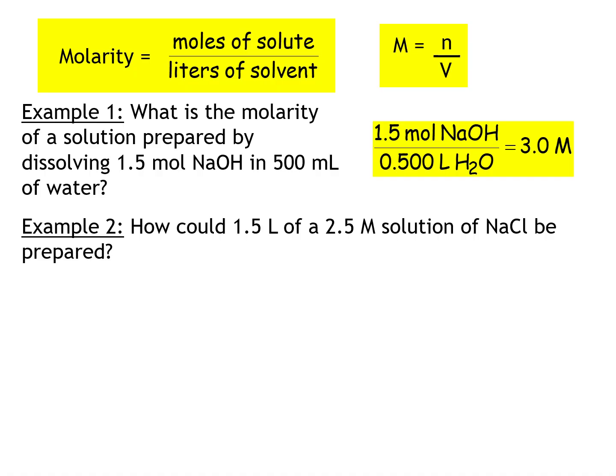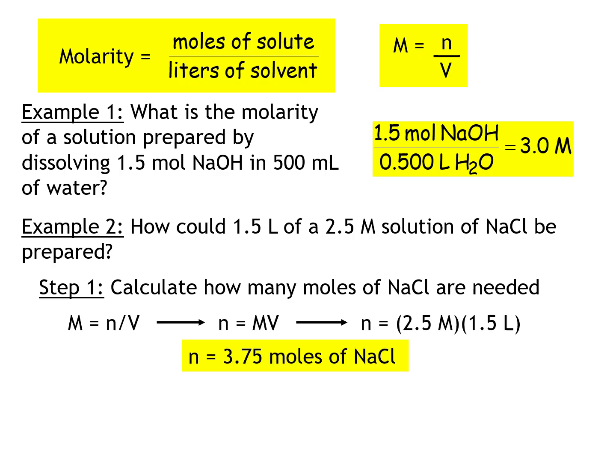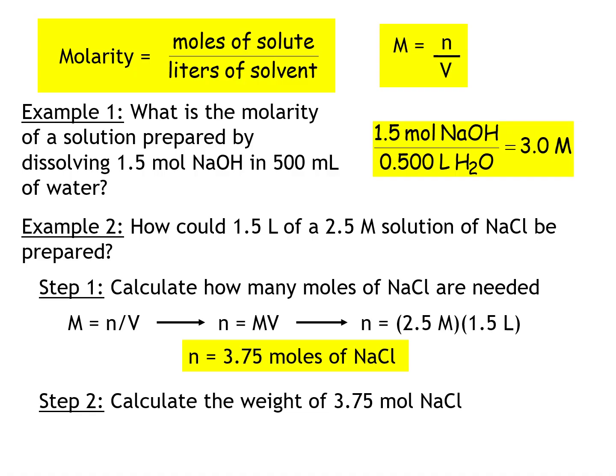More typically, you might be faced with problems where it wants you to prepare a particular solution. That's what you'd be doing in the lab. So for example, how could 1.5 liters of a 2 molar solution of sodium chloride be prepared? We need to have something we can weigh out, so we're going to find how many moles of sodium chloride are needed. Molarity is equal to number of moles divided by volume. So you rearrange it, and number of moles is equal to molarity times volume. So we would have to measure out 3.75 moles of sodium chloride.